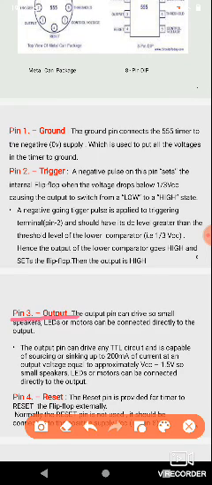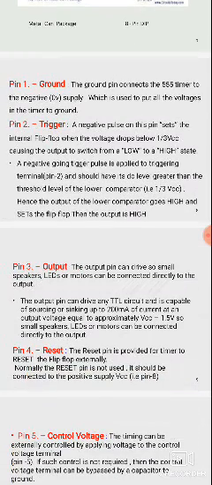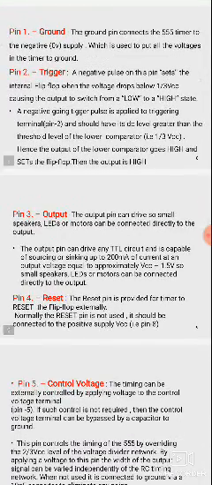It will be used on the power consumption of 200 milliamps. Next, the output pin can drive TTL circuits and is capable of sourcing up to 200 milliamps, and the output voltage is related to 1.5 volts. The current will be up to 200 milliamps, and it will mainly be connected to speakers, LEDs or motors connected directly to the output.